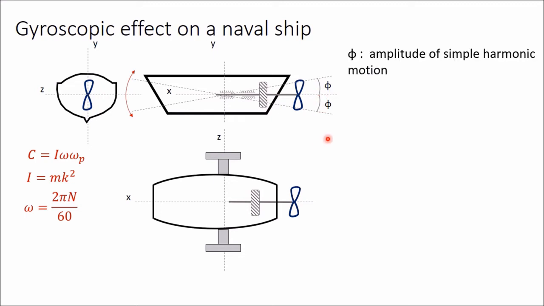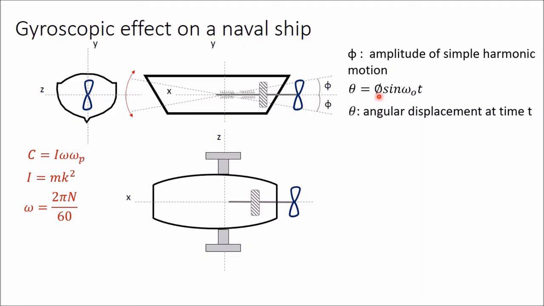That is, phi is called the amplitude of simple harmonic motion. This is the maximum angular displacement from the mean position of the x-axis. So once you get this amplitude, you can define simple harmonic motion as theta is equal to phi sine omega o into t, where theta is the angular displacement from the mean position at time t. This theta can be calculated using this term.